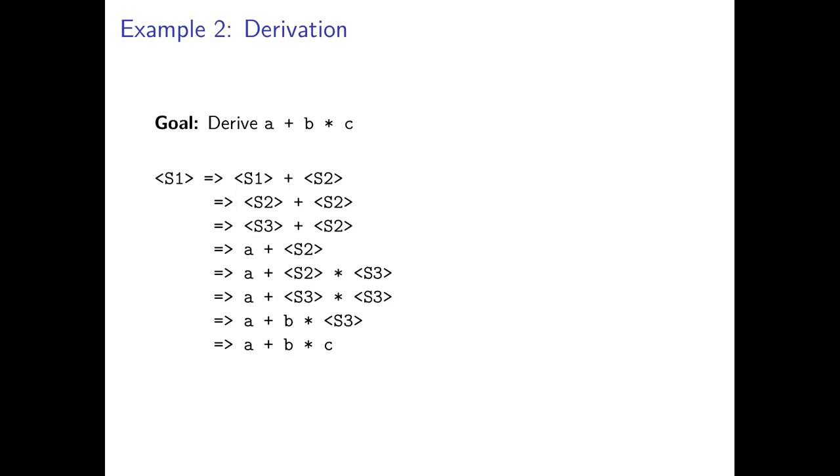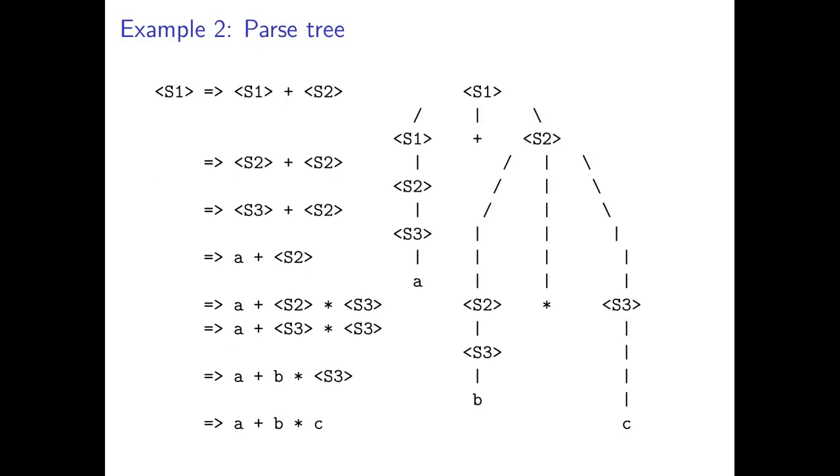And now the leftmost is S2, but we need to derive B times C. So we can replace S2 with S2 times S3. And then we need to derive B, so S2 becomes S3, S3 becomes B, and now we have B times S3. We can derive C from S3, and that gives us the string A plus B times C. And then yet again, we can take this and derive a parse tree from it.